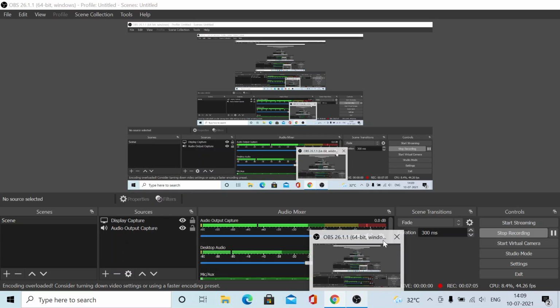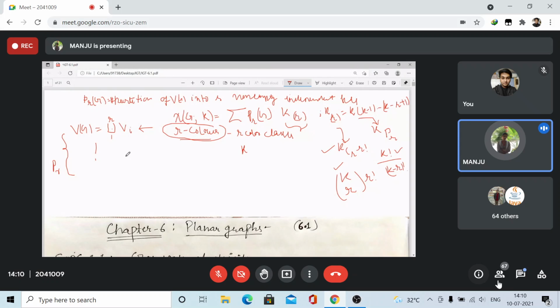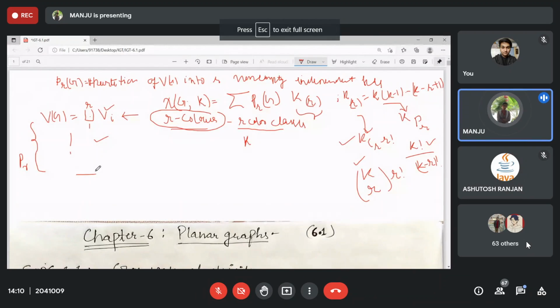Out of k number of colors, we want to use R number of colors, only then we have R color classes, right? And how many partitions exist? P_R. Clear? P_R number of partitions exist. Once I have taken this partition, these are R color classes. So how many ways to choose these R colors from k? This k sub r represents that.